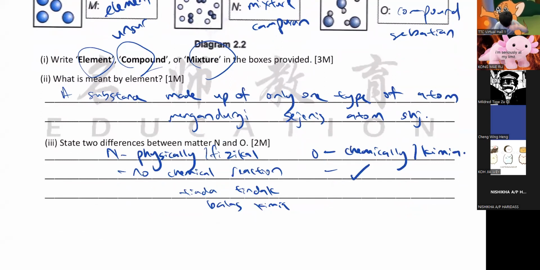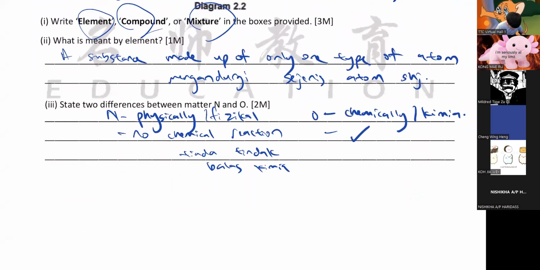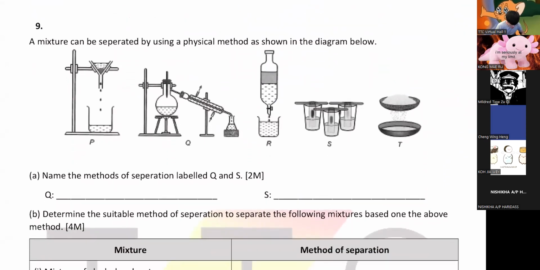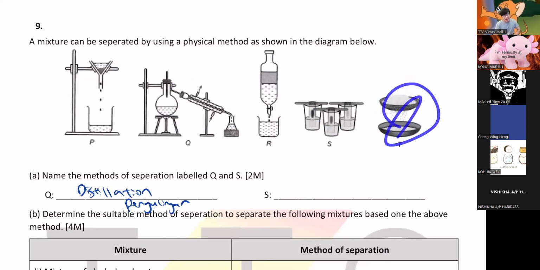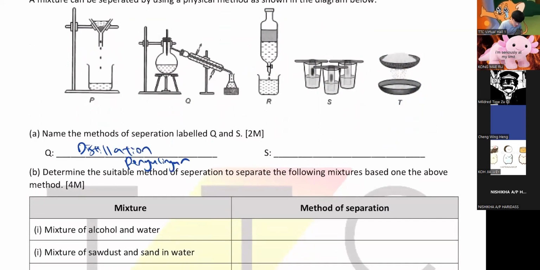Okay, guys, we have like 6 minutes left. Let's quickly revise what we learned today. There are 4 methods here. If you still remember, this is the filtration, this is the distillation, this is your flotation, this is the chromatography, this is the sieving. What is sieving called in BM again? I forgot this, sorry. Okay, so name the method of Q and S. Q is penapis, seriously? Okay, distillation, penyulingan. For the sieving, menyaring, oh, is it called menyaring? Okay, thank you.